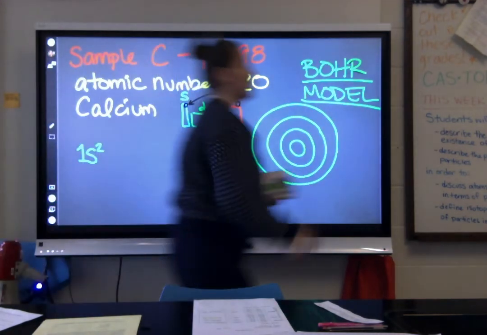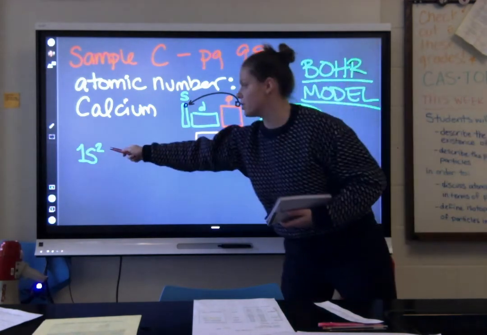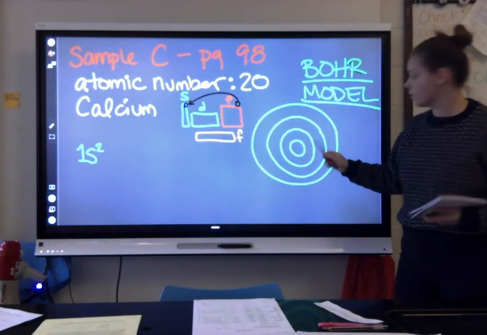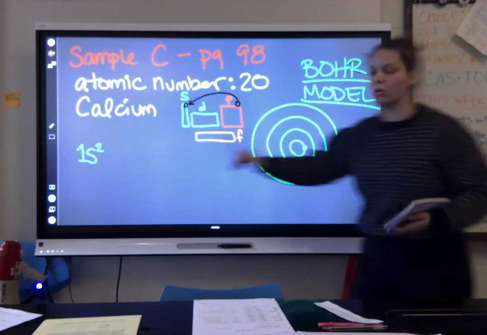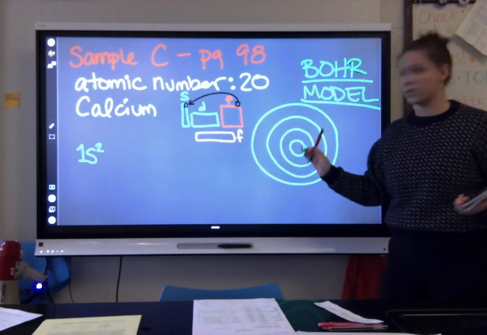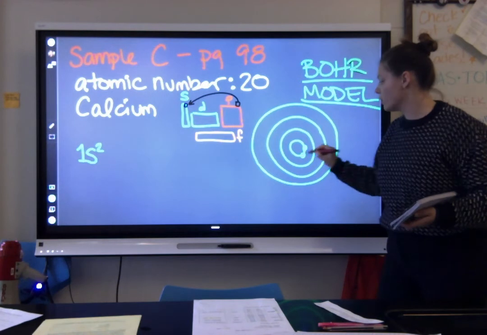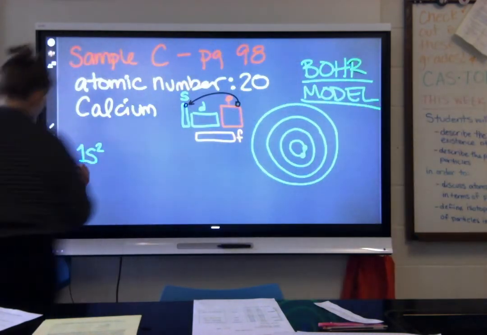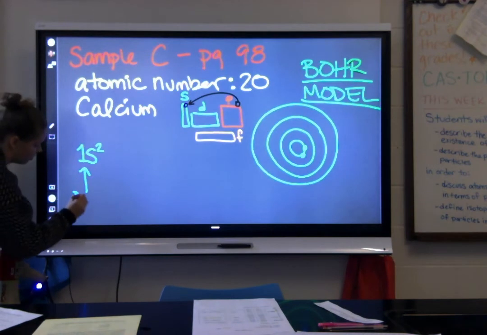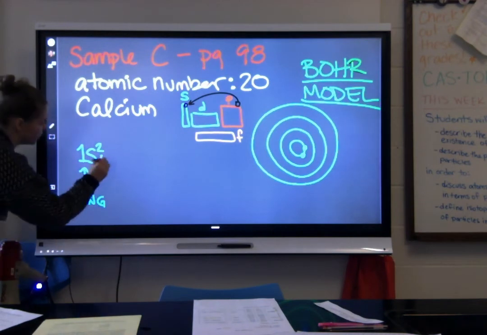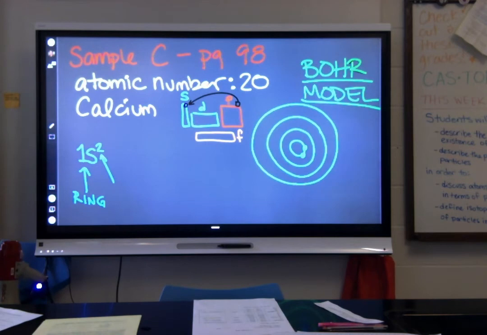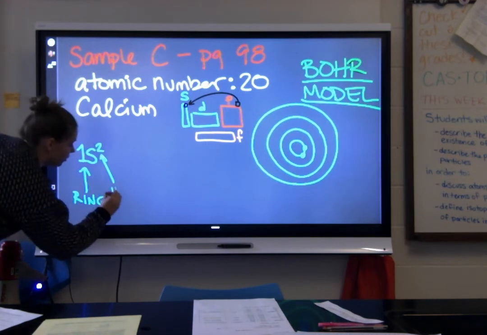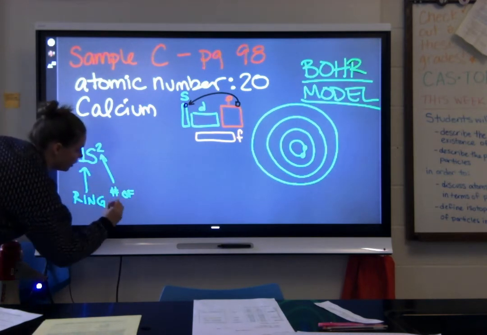Over here in our Bohr model, what this equates to is your first ring. You ignore the letter for the Bohr model purposes. And then you have 2 electrons. So you want to pay attention. This is your ring number. And the little superscript is your number of electrons.